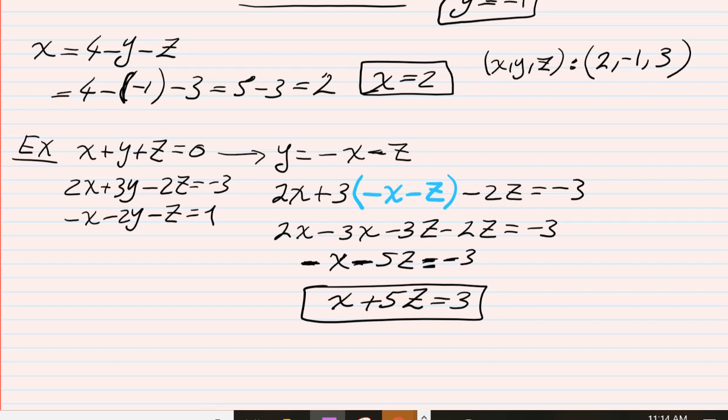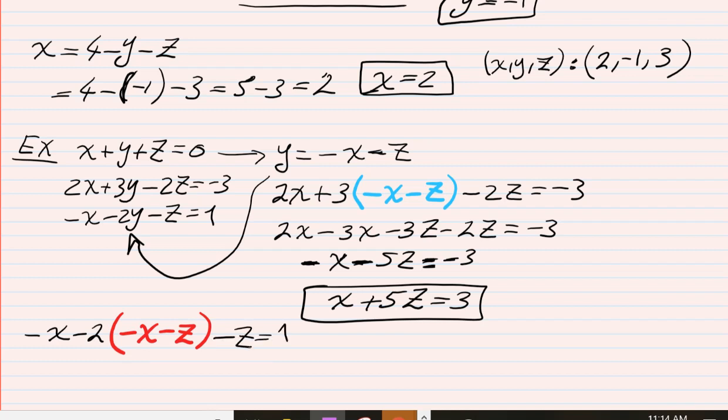So I substituted in the second equation. Now I'm going to substitute for y in the third equation. In the third equation, that's negative x, negative 2 times y, but then y is negative x minus z, and then minus z equals 1. Let's distribute. We get positive 2x plus 2z minus z equals 1.